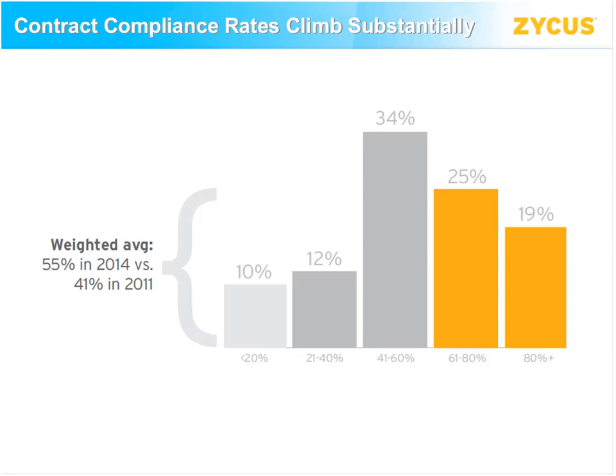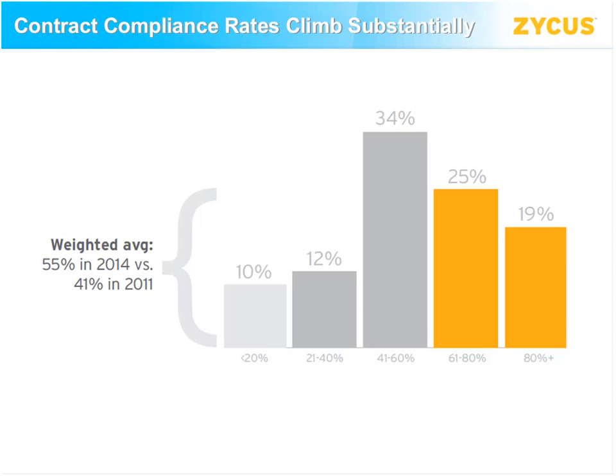a 14 percentage point increase from one period to the next in terms of the compliance that they could track, that not only being efficient about putting contracts in place, but having the visibility across the organization and the compliance routines to ensure that users are actually utilizing those contracts, making compliant purchases on contract from approved vendors at negotiated prices. So the weighted average being 55% compliance rate versus just 41% in 2011.